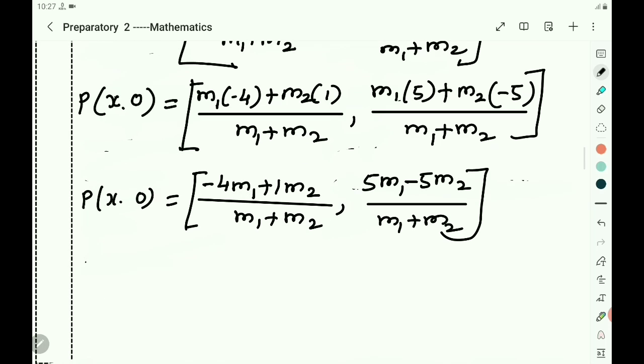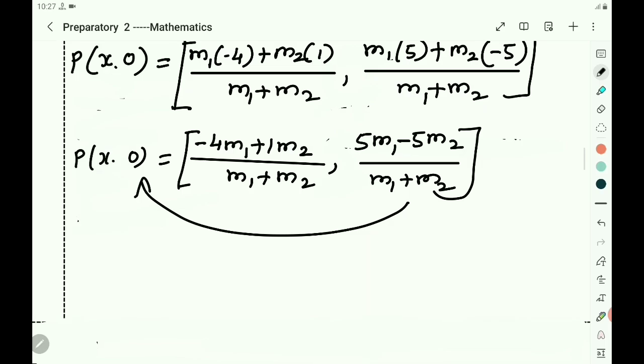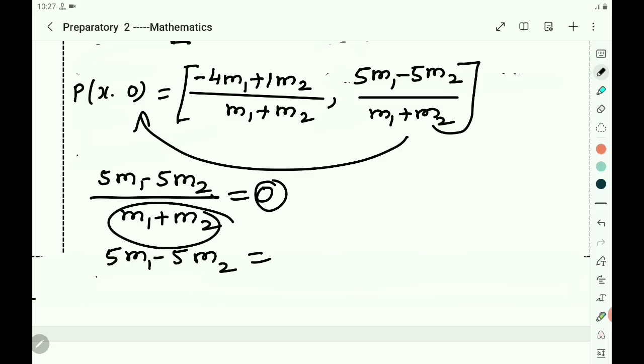Here 0 is there. Equate the second one to 0 to find the value of m1 is to m2. Then you write this is equal to this one, that is 5 m1 minus 5 m2 by m1 plus m2 equals 0. Then 5 m1 minus 5 m2 is equal to 0 into m1 plus m2.